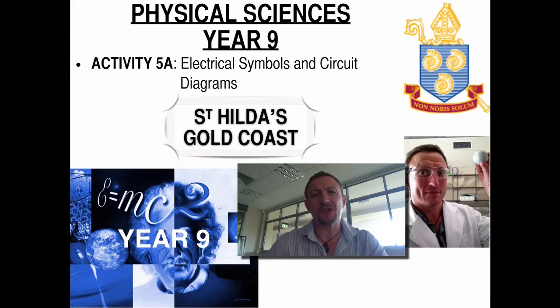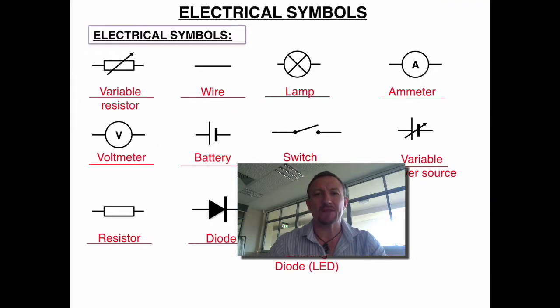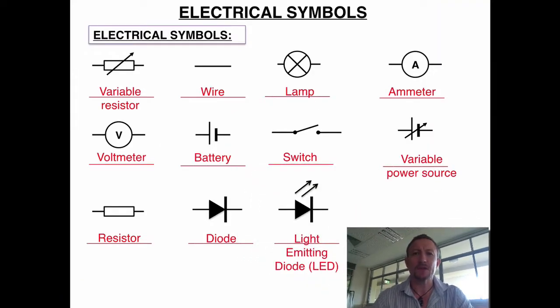But before we draw the diagram, what we need to do is to have a look at the various symbols that we use. So, as I said, instead of drawing a light bulb, we'll use a specific symbol which will denote a light bulb or a lamp.